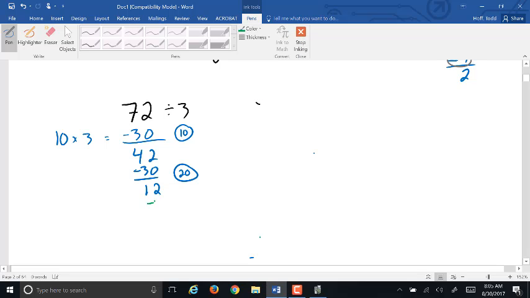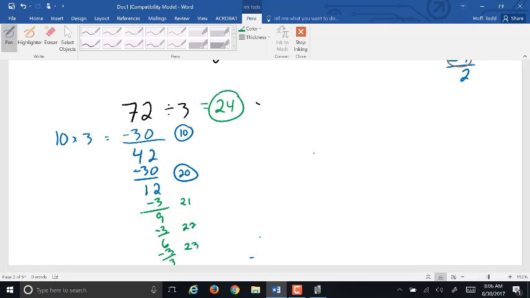Can't subtract 30 anymore, so I'm just going to subtract 3 individually. 12 minus 3 is 9, that's 21 times. 9 minus 3 is 6, that's 22. 6 minus 3 is 3, that's 23. Subtract 3 once more, I'd be at 0. So 72 divided by 3 is 24, because we subtracted the 3 24 times.